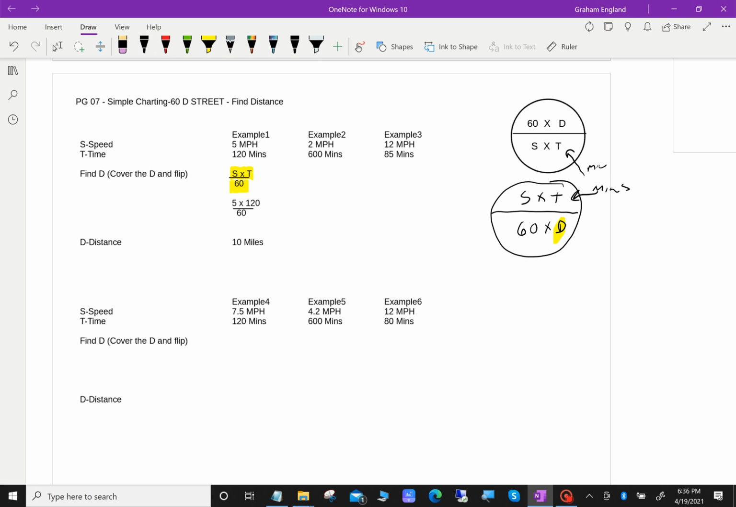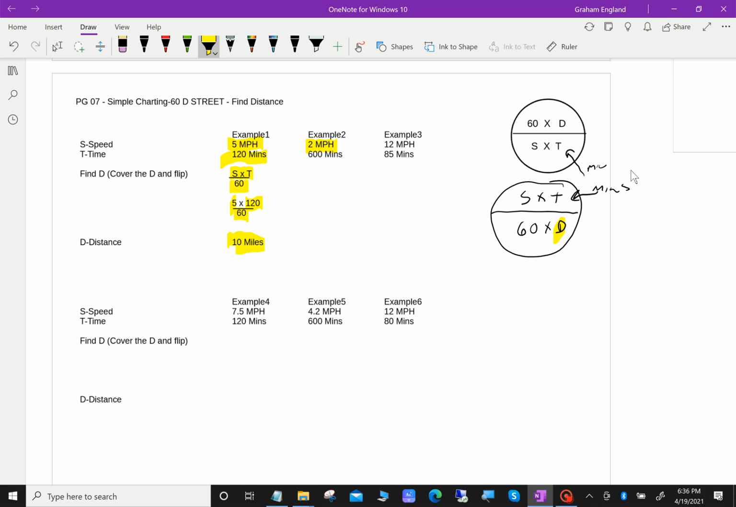Okay, so let's do the first example. We're doing 5 miles an hour for 2 hours, 120 minutes. Now you and I could probably do that one in our head. 5 miles an hour, 2 hours, we're going to be at 10 miles. But let's see if the formula works. So we have 5 times 120 divided by 60. And if you do that, you come out with 10 miles. Fantastic.